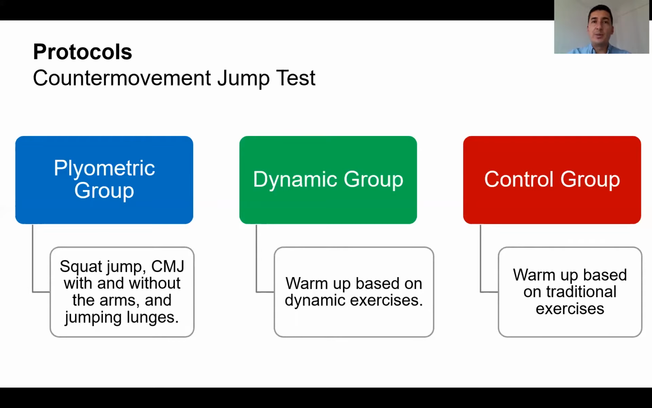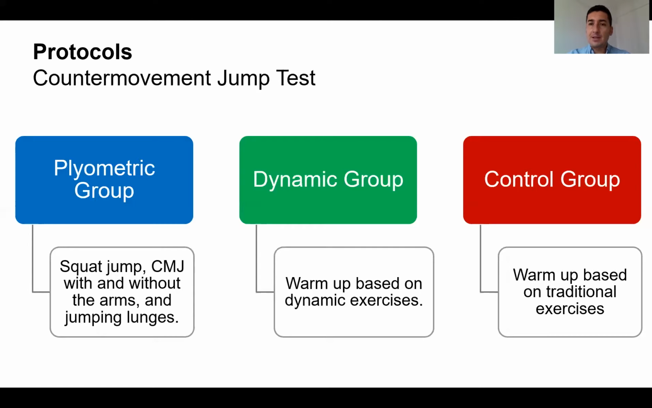The plyometric group performed a 15 minutes warm-up that includes the exercises that you can see there: a squat jump, counter movement jump with and without the arms, and jumping lunge. The dynamic group had a warm-up based on dynamic exercise, which includes, for example, jogging with oscillation of the arms back and forward, lateral shuffle, karaoke back and forth, high knees, butt kicks, all this kind of exercise.